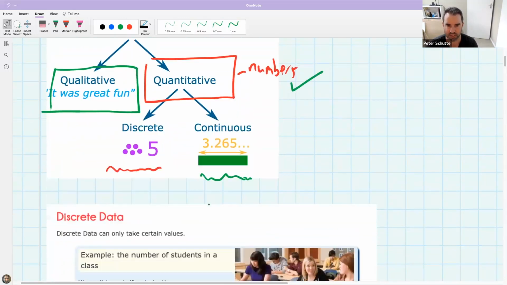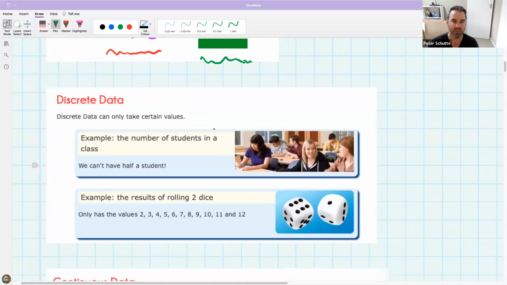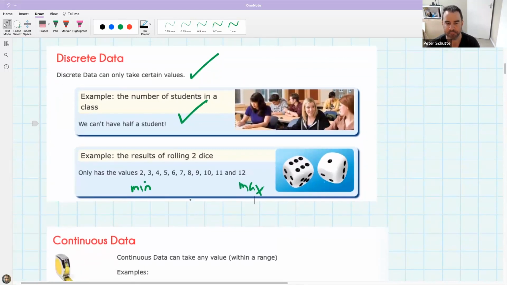Okay, so let's just do a little bit more on the notes. Discrete data can only take on certain values. The example they give is the number of students in a class. You can't have half a student. Or the sum of 2 dice. The minimum value for the sum of 2 dice is 2, and the maximum value is 12, but you can't have 11.5. Okay, so that's discrete data.